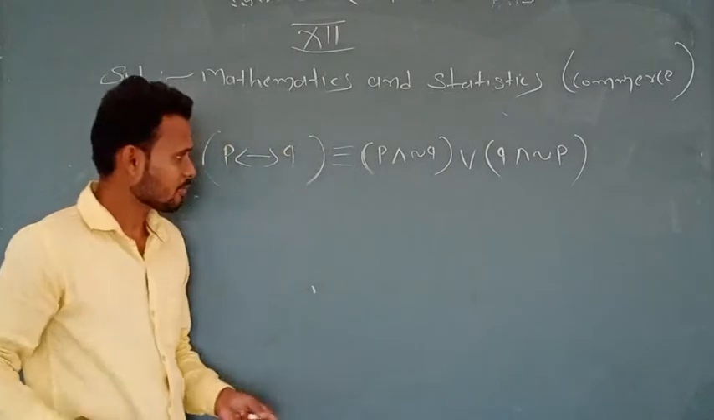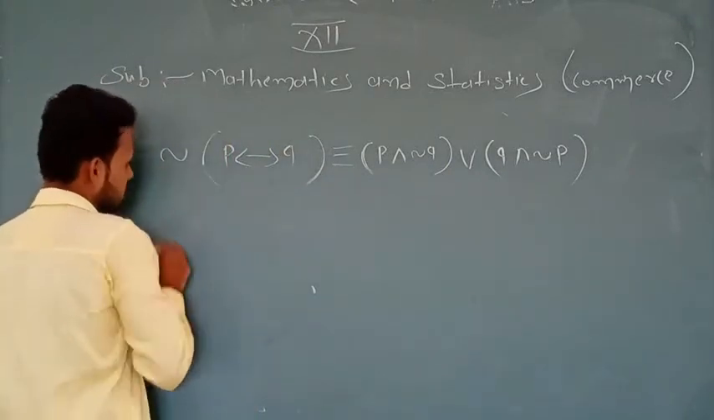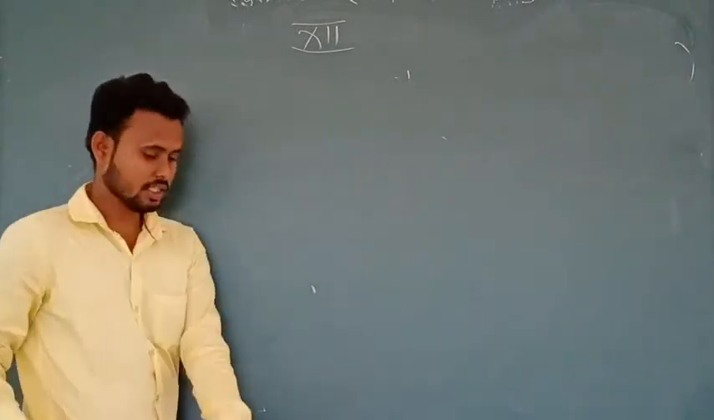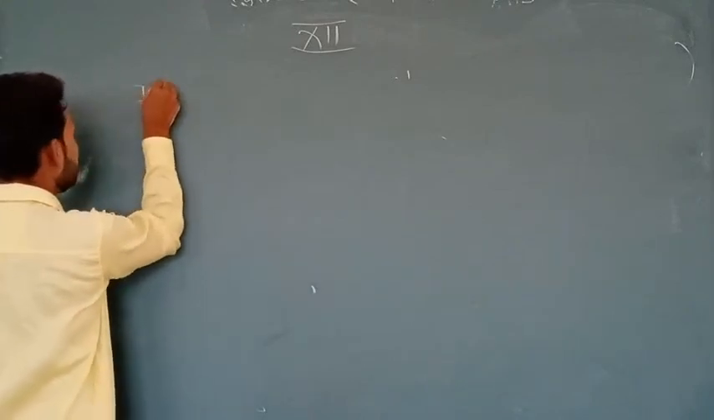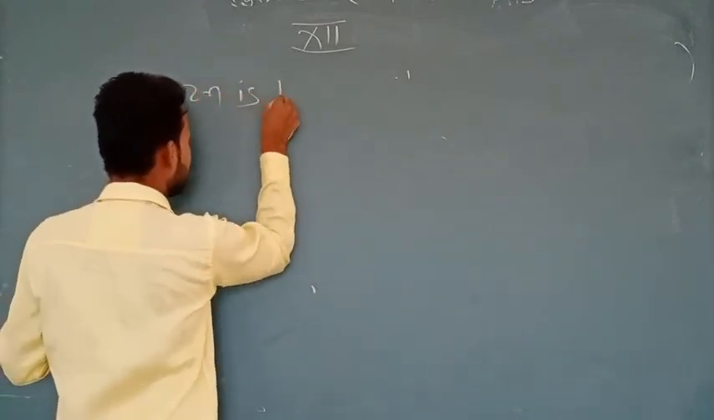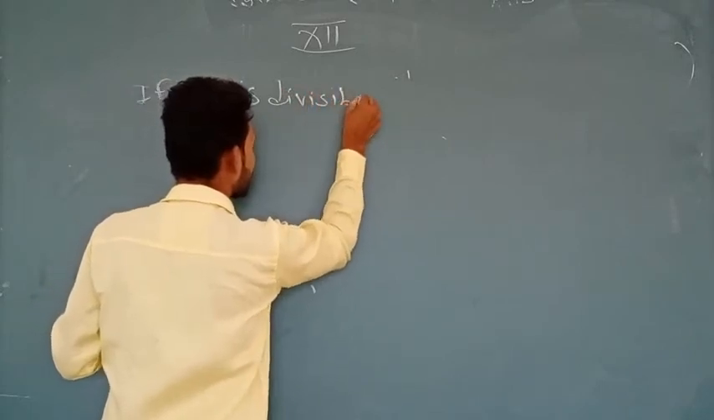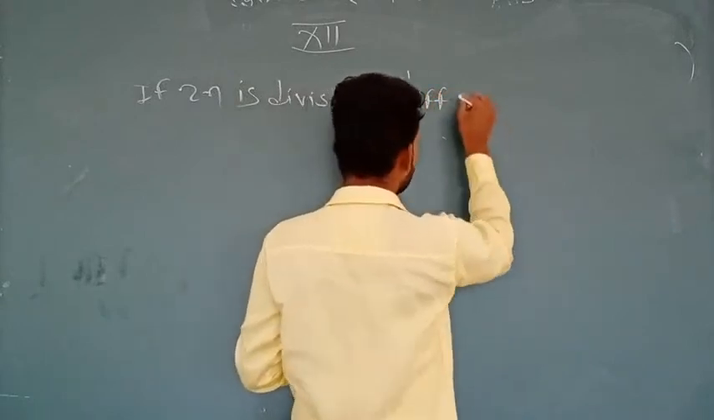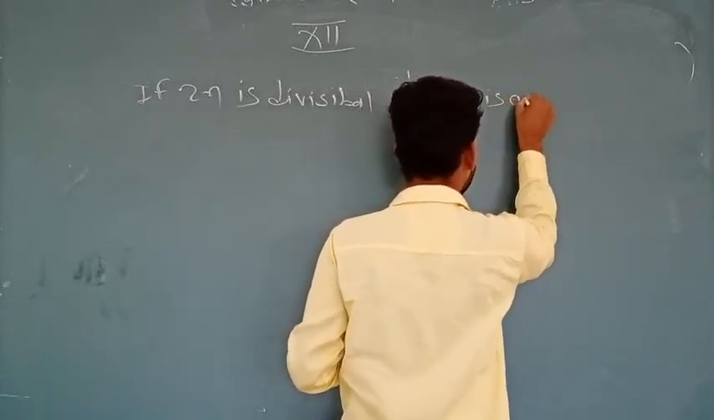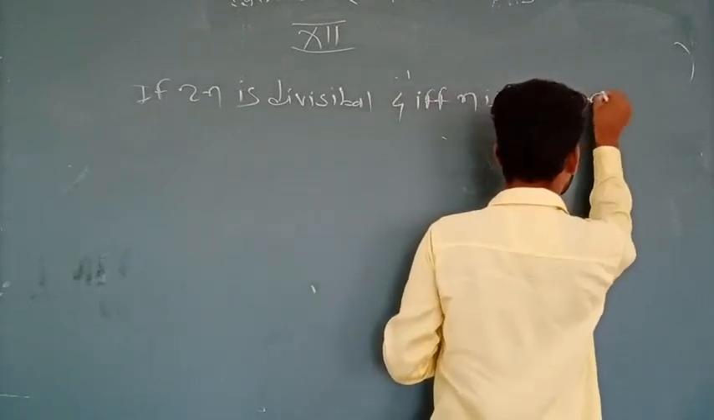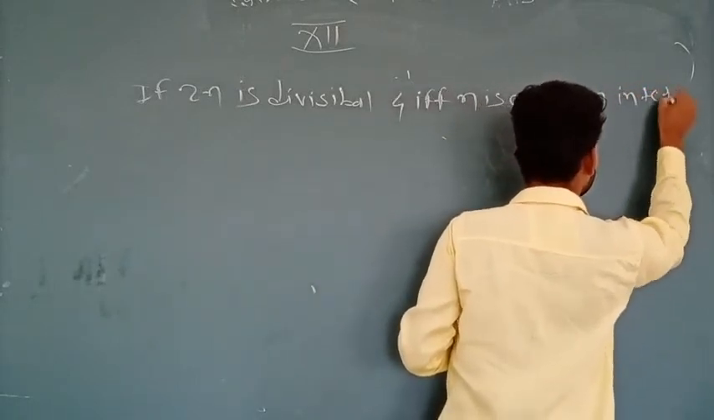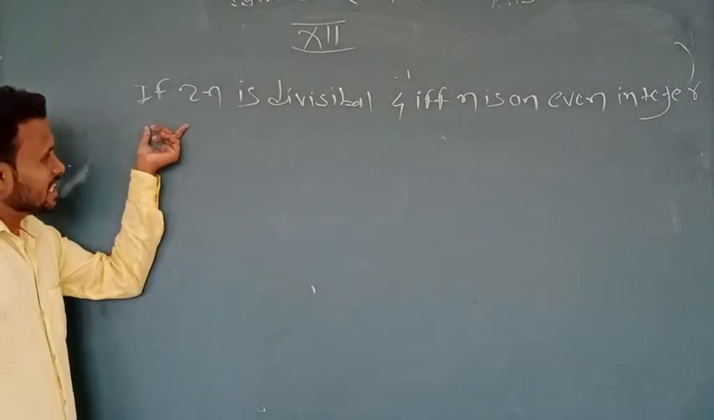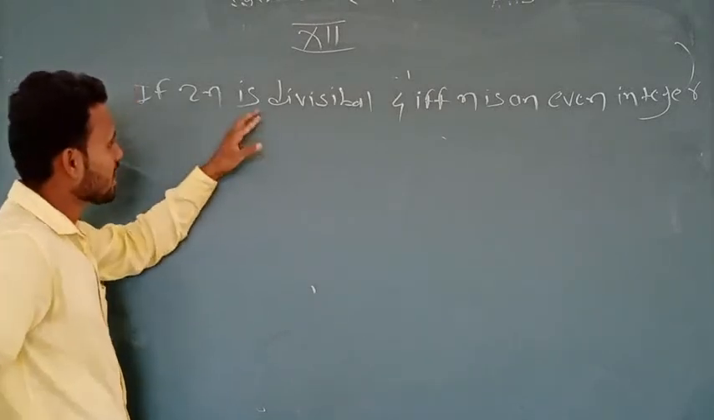For example, if you take: 2n is divisible by 4 if and only if n is an even integer. Write the negation of the following statement. We have to write the negation of that statement.